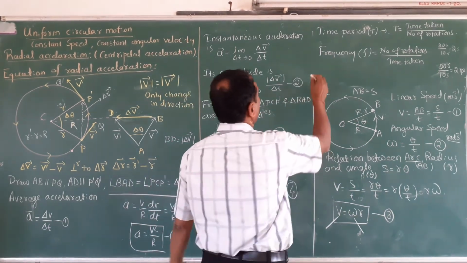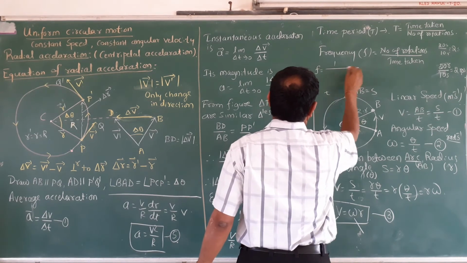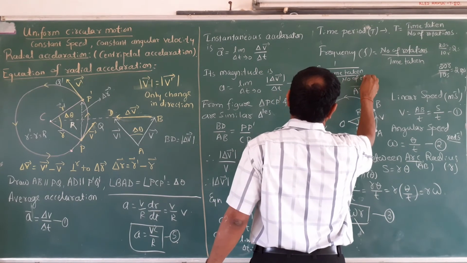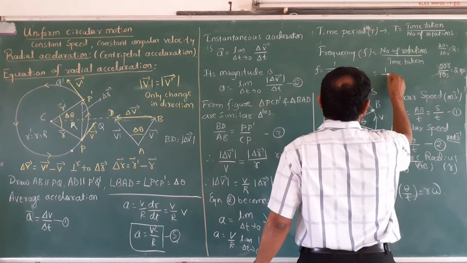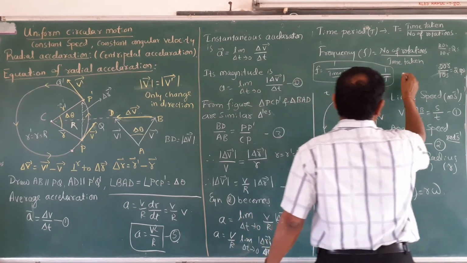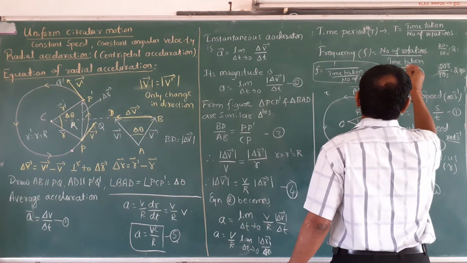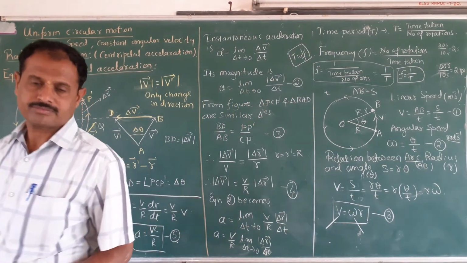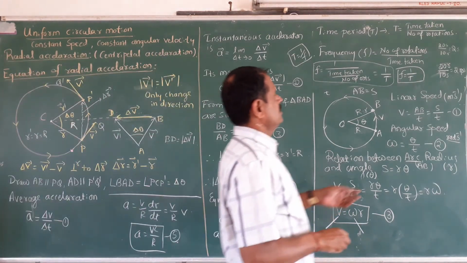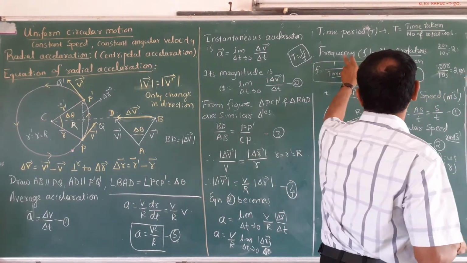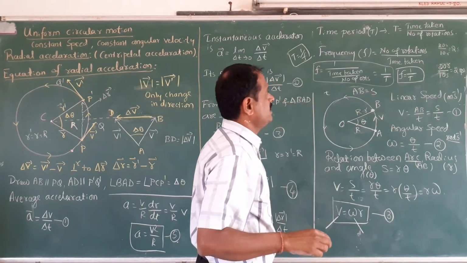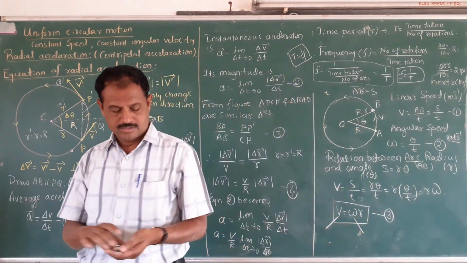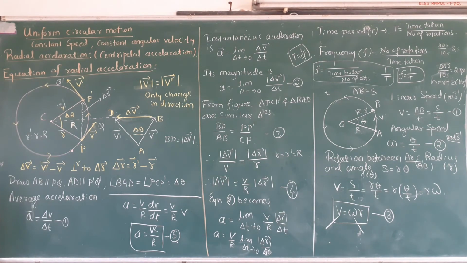Now, frequency is equal to 1 divided by the time taken for one rotation. F is equal to 1 by T, or T is equal to 1 by F. It is measured in rotations per second, RPS, or hertz. Hertz is the standard unit of frequency. What is the frequency?